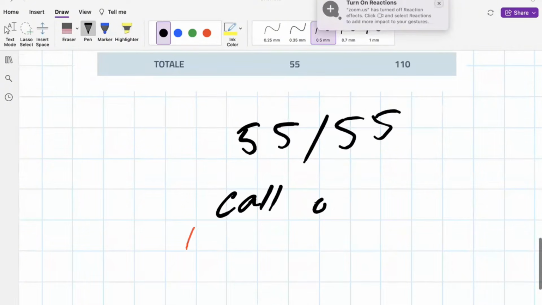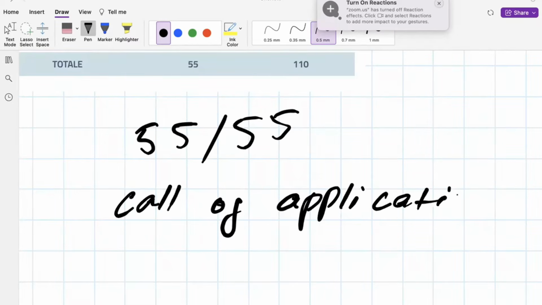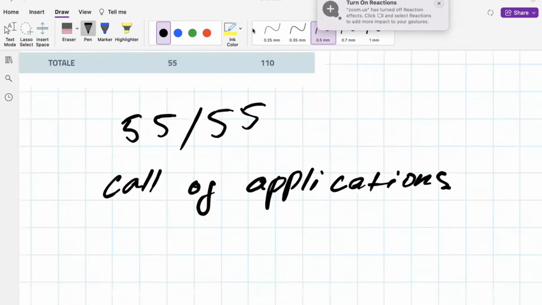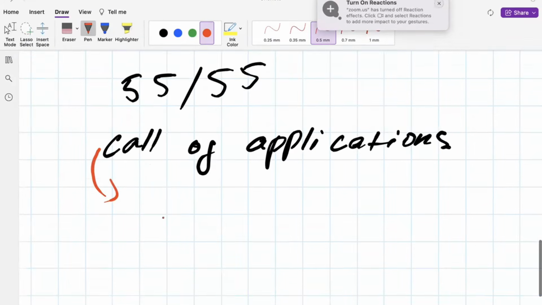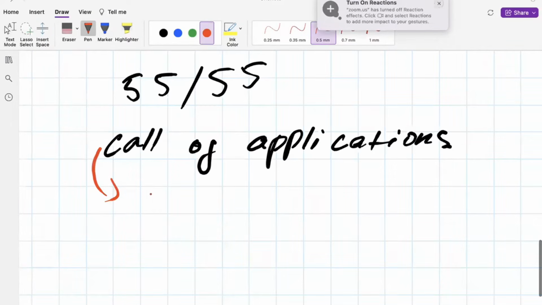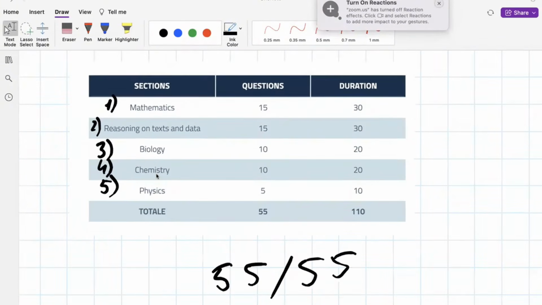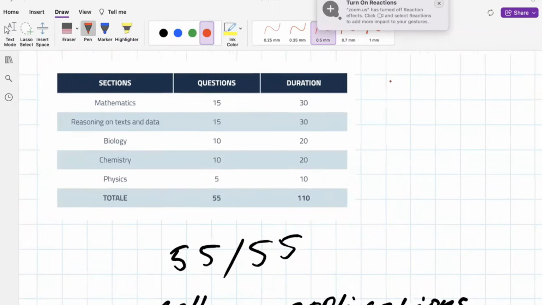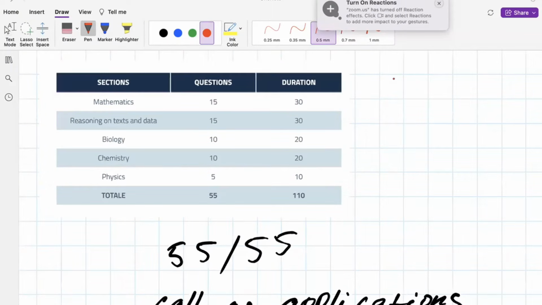Let me write call of applications. Unfortunately, the call of applications is not yet out. So you have to wait until around January, February, until they release the call of application. For now, it's not yet 100% information, but from my experience, for those who are planning to study social sciences, maybe economy, management, business, those types of related things, last year you would do TOLC-E.